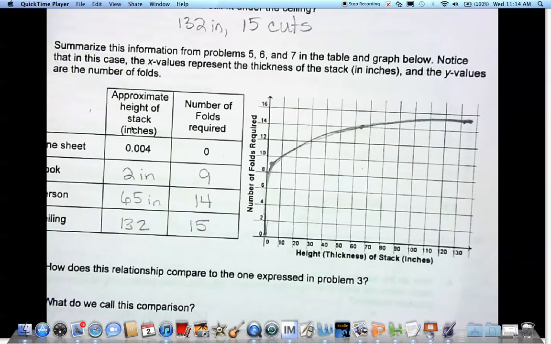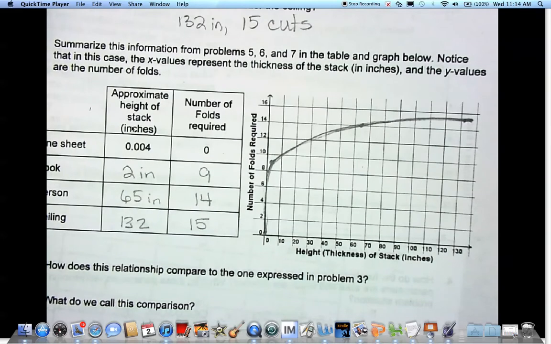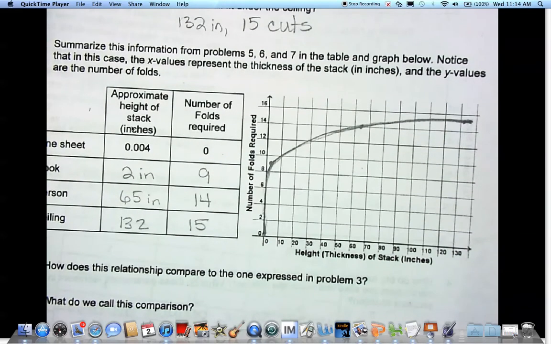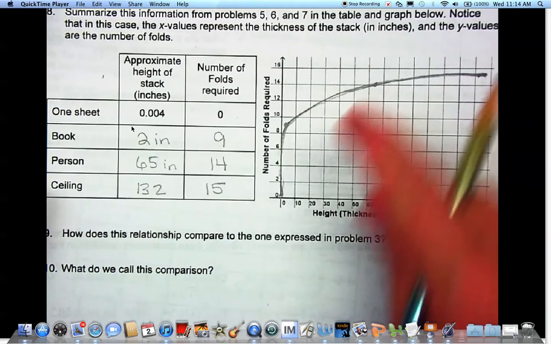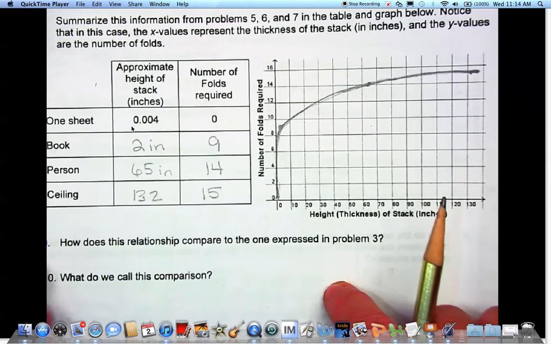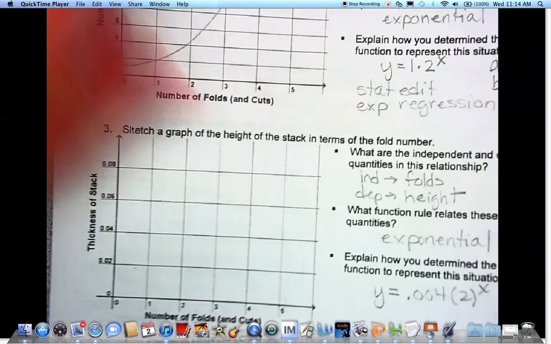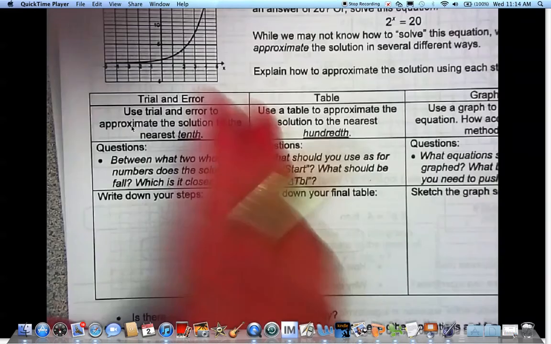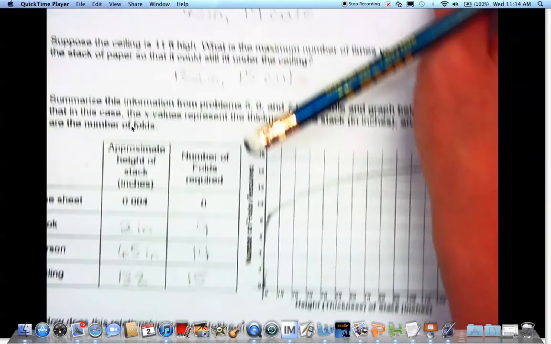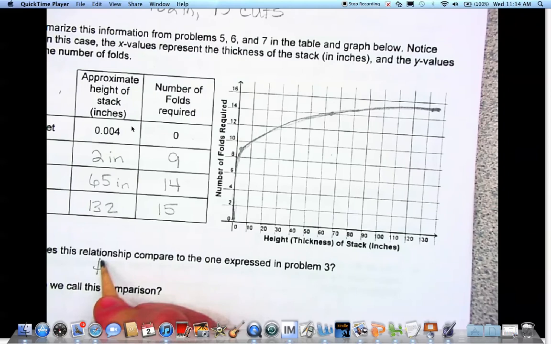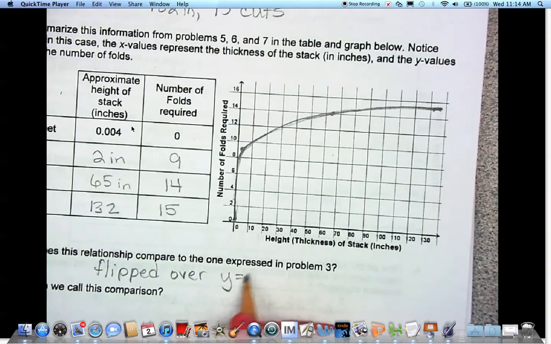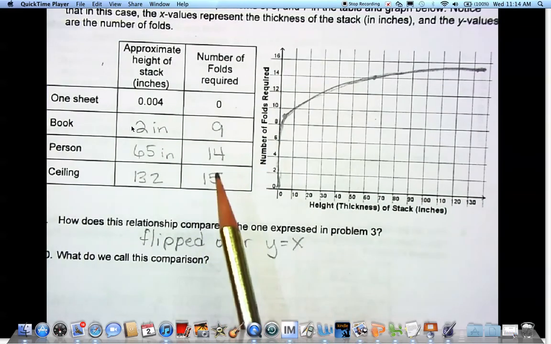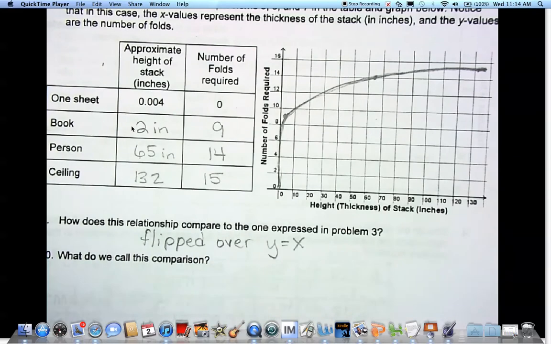Does this look like a function? Logarithm. Okay. So the one that we haven't studied yet, it's our last one. It's the logarithm function. How does this curve or this graph compare to the one in problem 3? It's the same, it's flipped over. Flipped over what? Over y equals x. Good. It's flipped over y equals x, or reflected over y equals x. And it did that because we switched x and y. What happens when you switch x and y and you flip it over y equals x? What is that called? Remember?